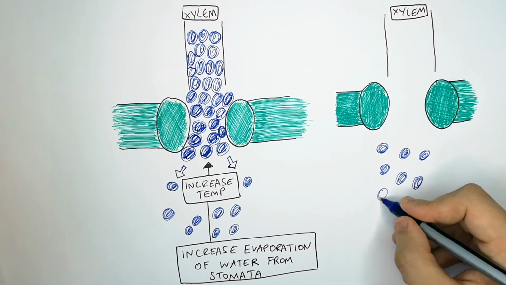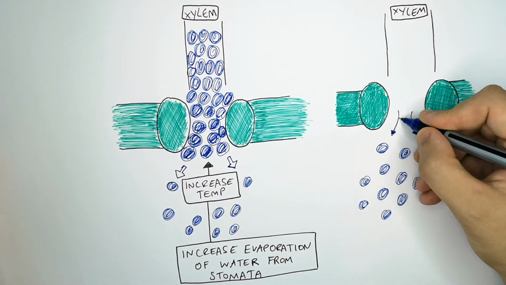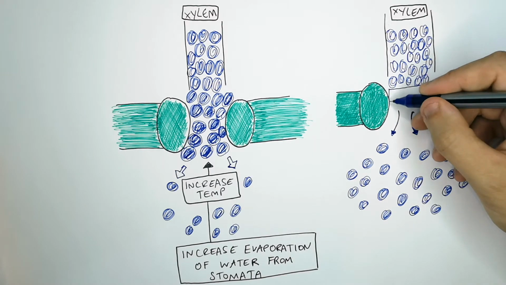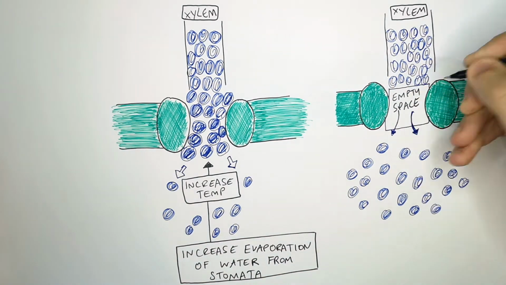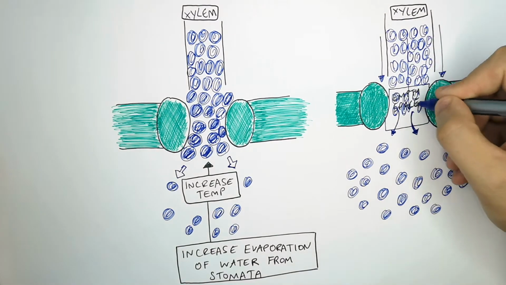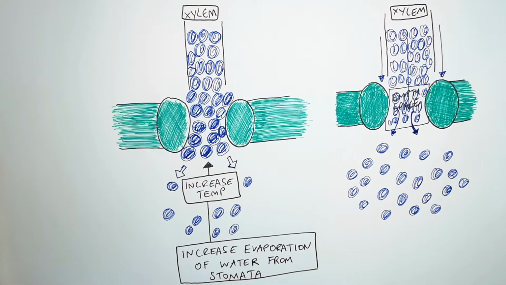So as you can see here, the water has evaporated, which leaves a gap inside the leaf. This empty space that is formed around the stomata will be filled with new water molecules, which will evaporate. You're going to increase the rate of evaporation of water out of the stomata, which will then increase the rate of transpiration.